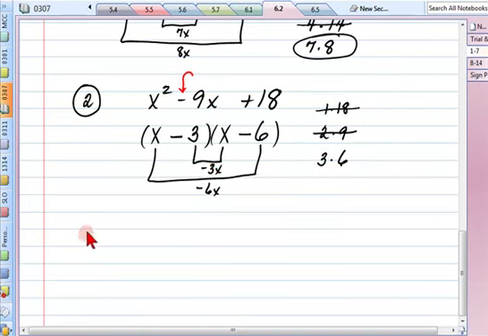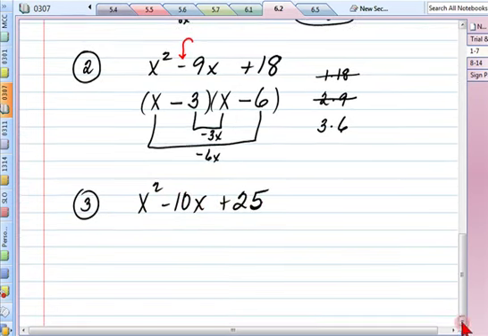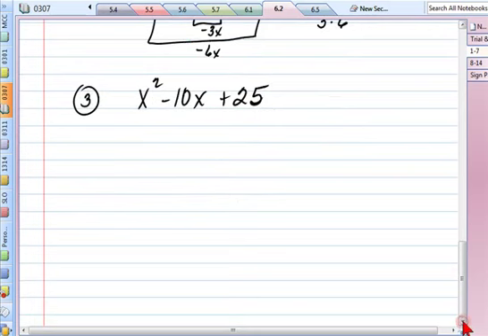All right, let's look at number 3. And the way you get good at this is by practicing it a lot. x squared minus 10x plus 25. Is there a common factor? Nope. So it's a trinomial, so I'll go with trial and error.